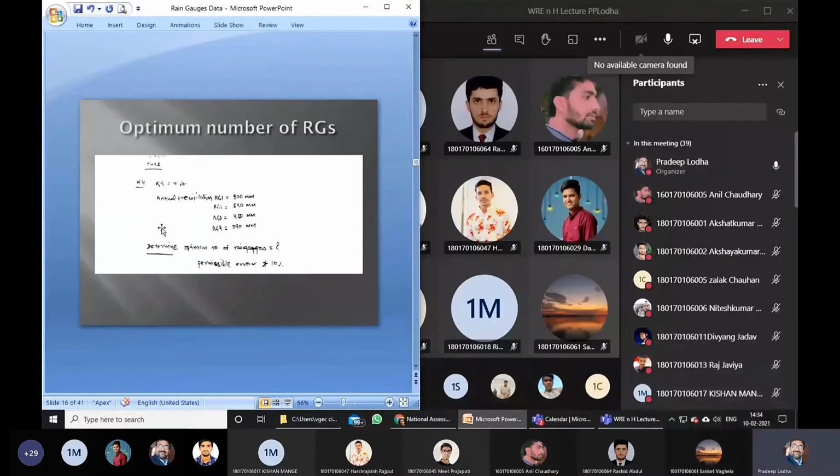This is it from tutorial 1. In your laboratory you could see this. Question number 4 of tutorial 1, where 4 rain gauges are given. Rain gauge 1 is 800 millimeter. This is the data of existing rain gauges. Rain gauge 2 is 520. Rain gauge 3 is 450. Rain gauge 4 is 390. Determine the optimum number of rain gauges.